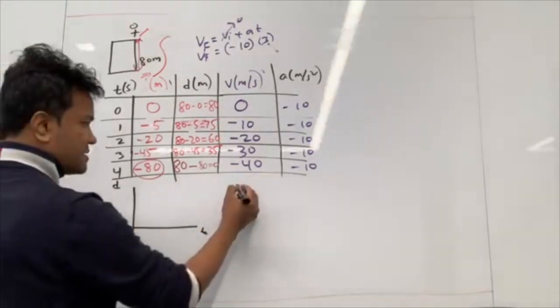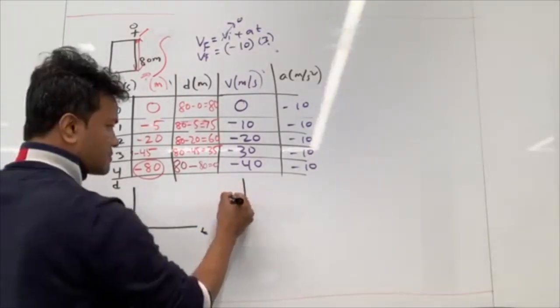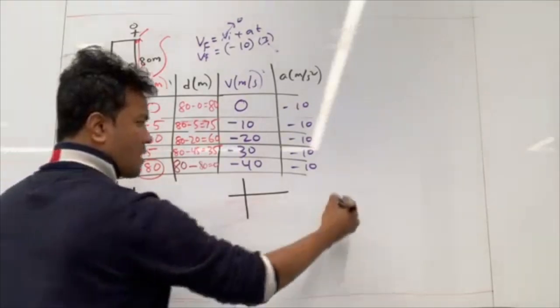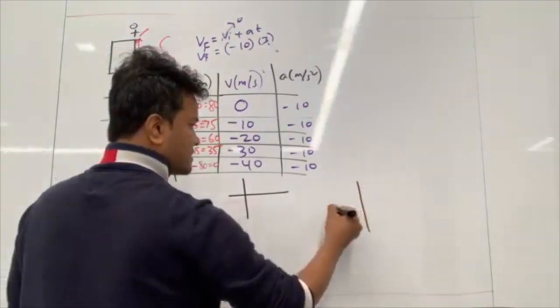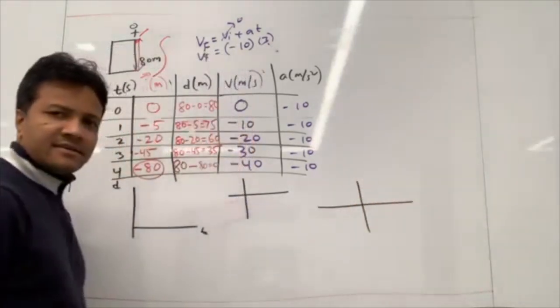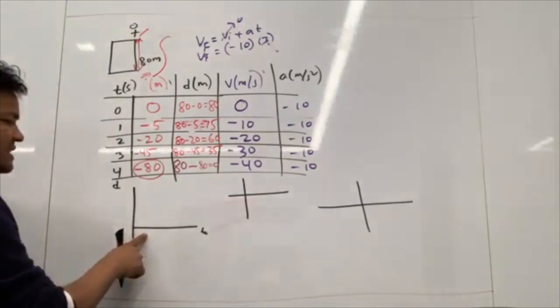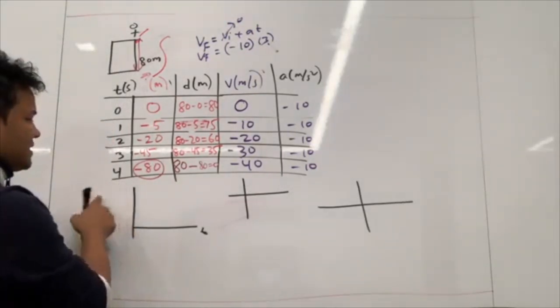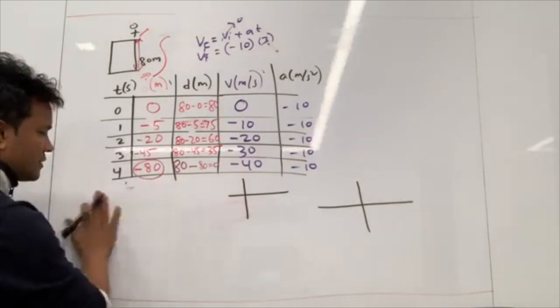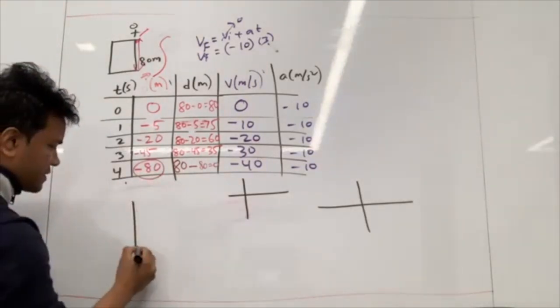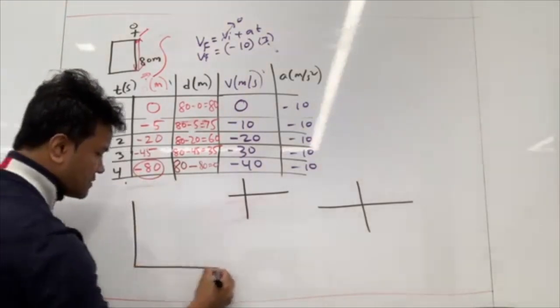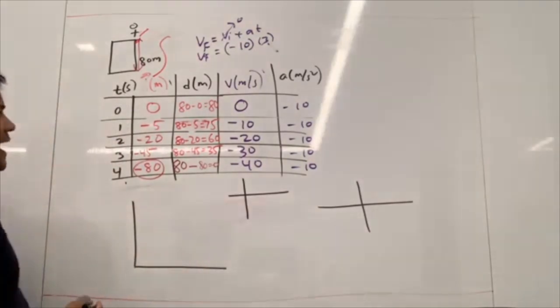Okay? This is our vt. And this is our at. All right, so to do the dt, we can use more space. All right, we have how many?